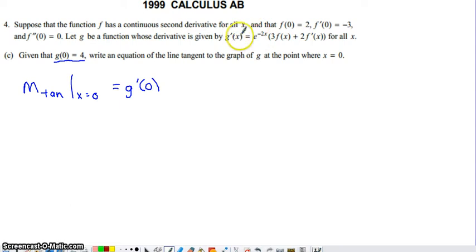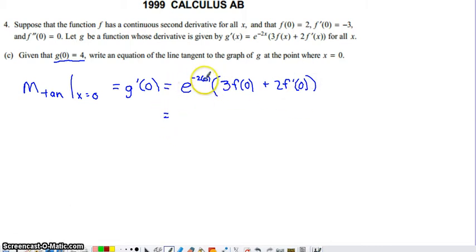Well, they were nice enough to provide us with g prime of x right here. If we want to know g prime of 0, we're just going to have to put 0 in place of all the x's in g prime of x. So I put a 0 in that exponent, and then I have a quantity. We're looking at 3 times f of 0 in place of the x there, and then plus 2 times f prime, and a 0 in place of that x as well. And now it's just a matter of evaluating this.